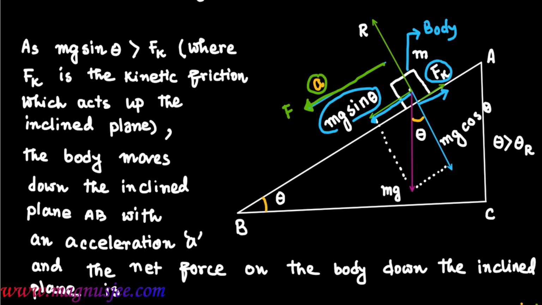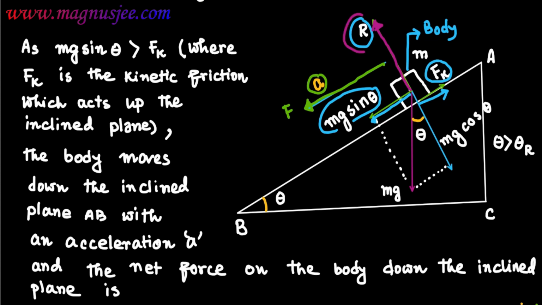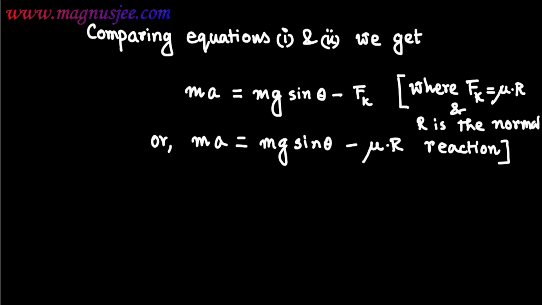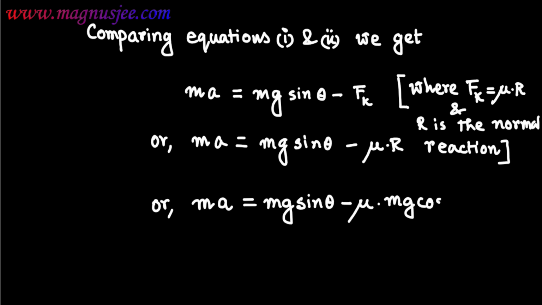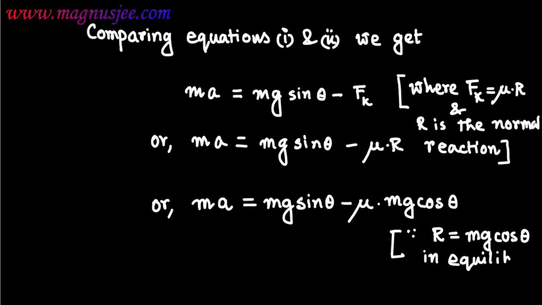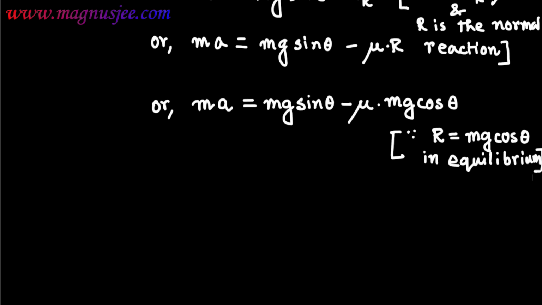In the diagram, R is the normal reaction which acts perpendicular to the inclined plane and upwards, and mg cos theta is the rectangular component. So at equilibrium in the direction perpendicular to the inclined plane, R will be equal to mg cos theta. That's why we can write mg cos theta in place of R, since R equal to mg cos theta in equilibrium in a direction perpendicular to the inclined plane.